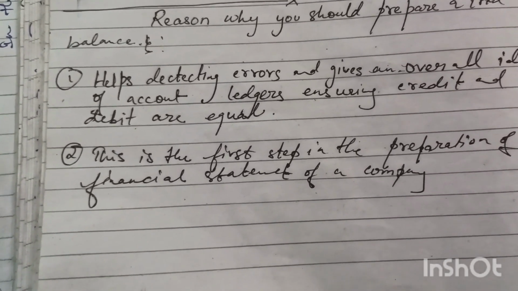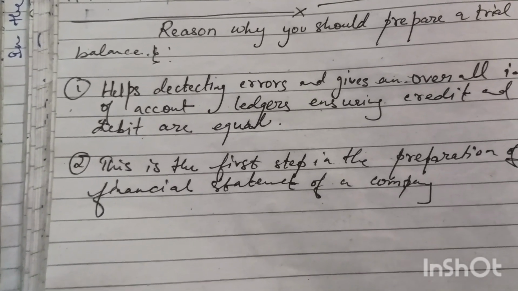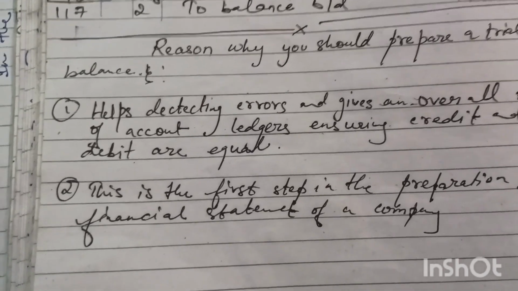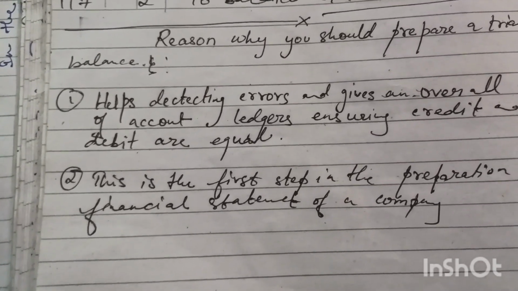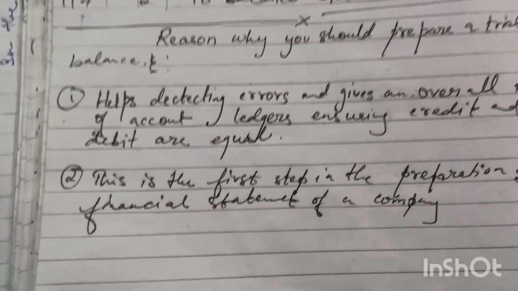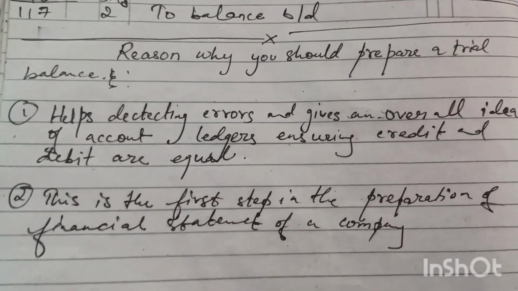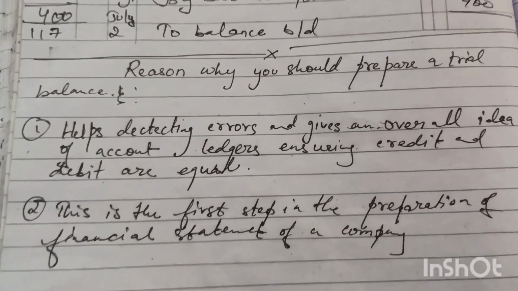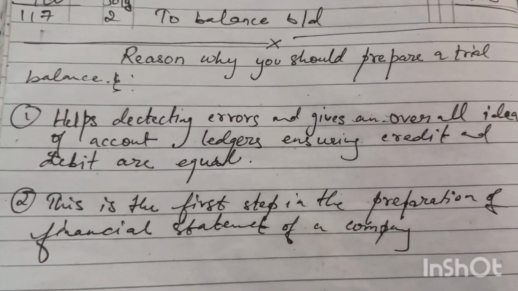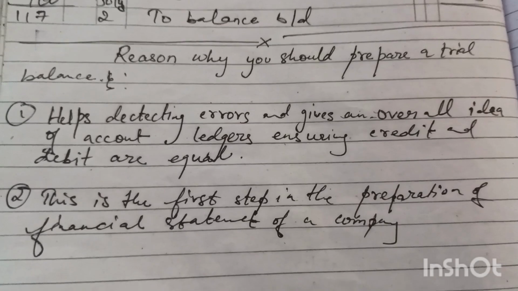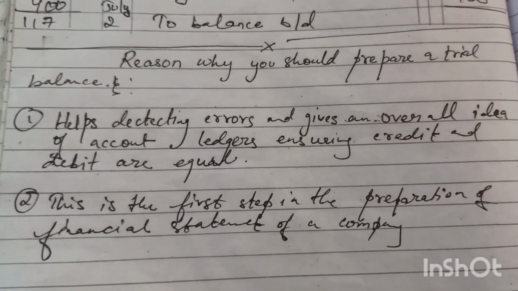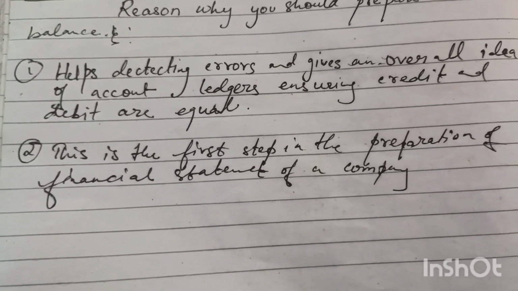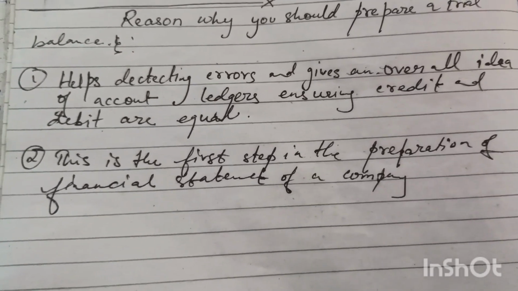If there is any mistake in our trial balance, meaning the total debit side and credit side don't tally, it means we have made a mistake in the journal or ledger, so we must check that. The reason we should prepare a trial balance: it helps in detecting errors and gives an overall idea of account ledgers, ensuring credit and debit are equal. This is the first step in the preparation of the financial statements of a company.